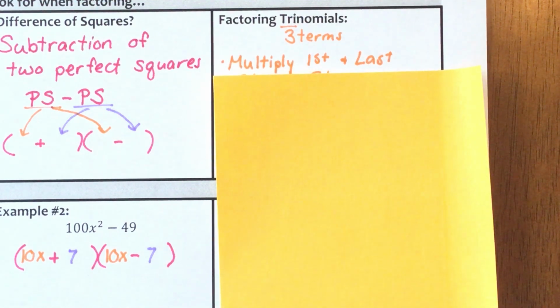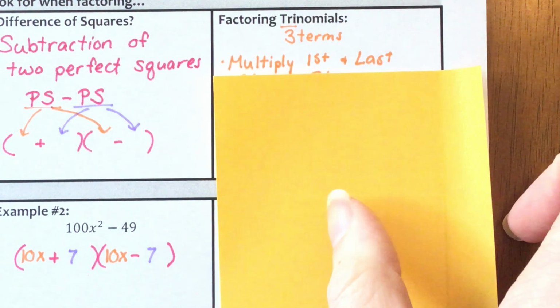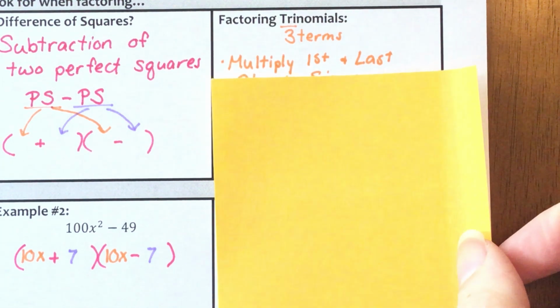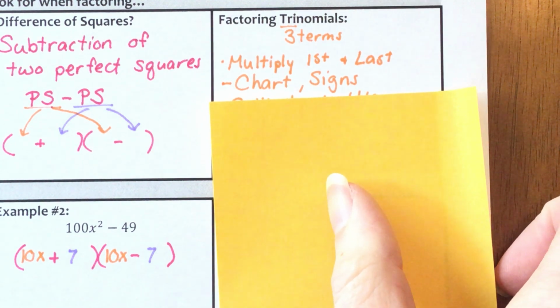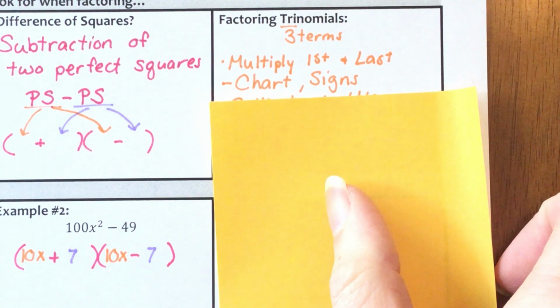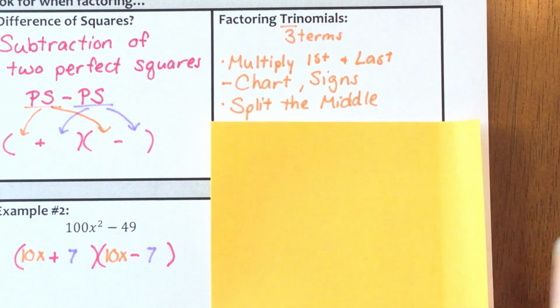To factor any trinomial, we multiply together the first term times the last term, just the coefficients, the numbers. From that number that we get, we make a chart and we make our signs. Then we split the middle term. There's other processes that you can do instead of split the middle, but this is the one that we've been focusing on the most.